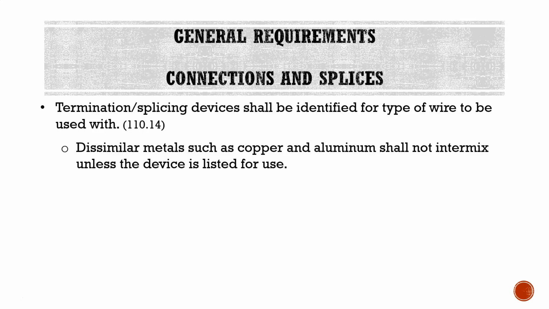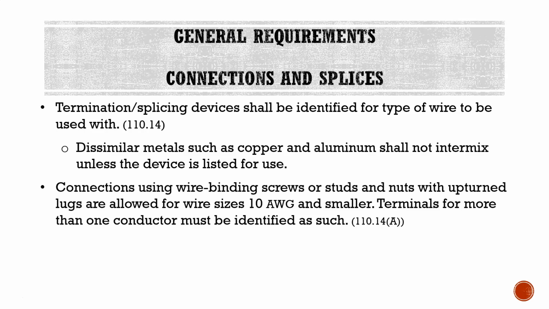And per our earlier note, if it doesn't have any type of stamp, at best, we have to assume that it is only capable of accepting copper wire. Realistically, though, it should be stamped even with just accepting copper. And part of this rule is because, as we see on our second bullet point here, dissimilar metals such as copper and aluminum shall not intermix unless the device is listed for use. This is to help prevent corrosion and other factors such as that. Obviously, aluminum corrodes differently than copper, so we want to make sure that the type of equipment we're using those aluminum conductors with isn't going to cause that to happen.